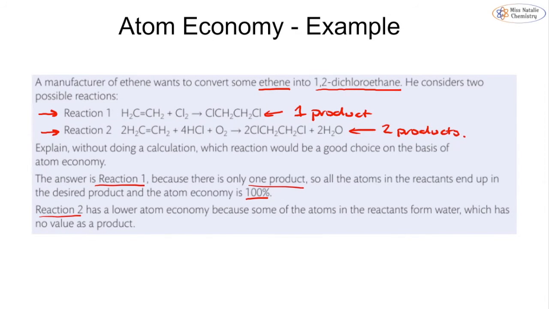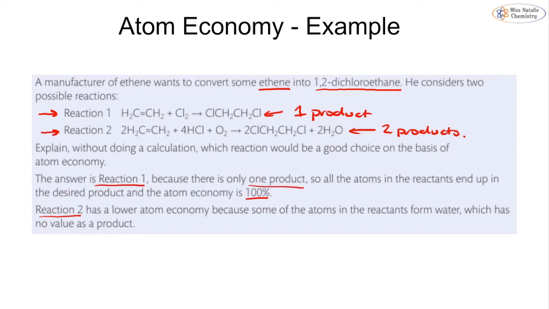Reaction 2 is going to have a lower atom economy, and the reason for that is because we form this additional product of water, which has no value to the company or the manufacturer who wants to make this. So any company will always want to choose the most direct route to have a reaction with the least amount of waste byproducts.